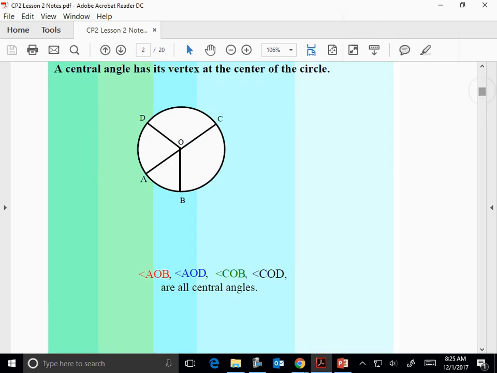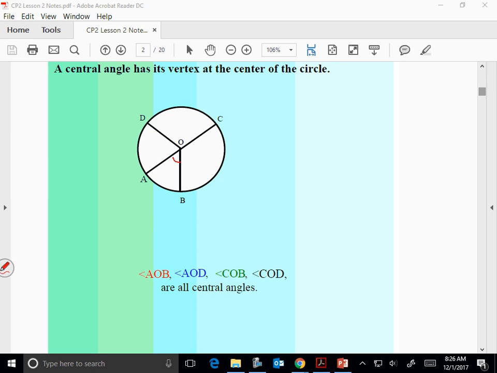Okay, a central angle has its vertex at the center. Oh, go figure, that's why it's called the central angle. So AOB, AOD, COB, and COD are all central angles. What would the measures of those four angles have to add up to? 360, because those four angles form a circle. So let's talk about AOB for just a second.